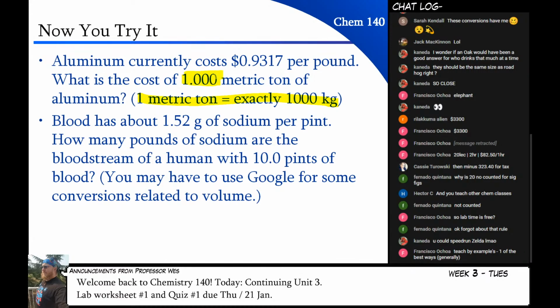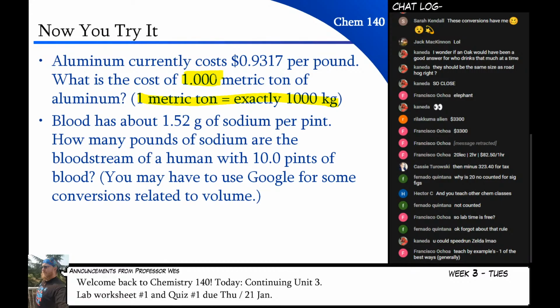In the second problem, I want you to tell me how much sodium is in the human body, if all of that sodium is concentrated in blood. 1 pint of blood has 1.52 or so grams of sodium, unless you're extra salty because you go on Twitch or something. Then you'll have more. Assume that you have about 10 pints of blood. You might have to Google up some of these conversions, if you don't know grams to pounds, for example.